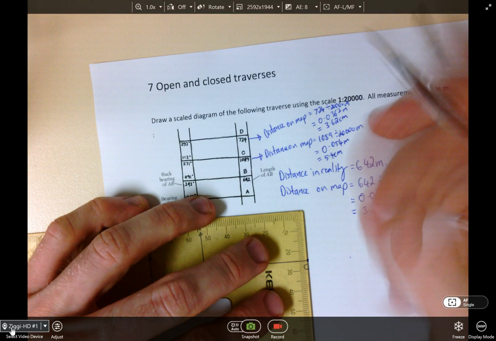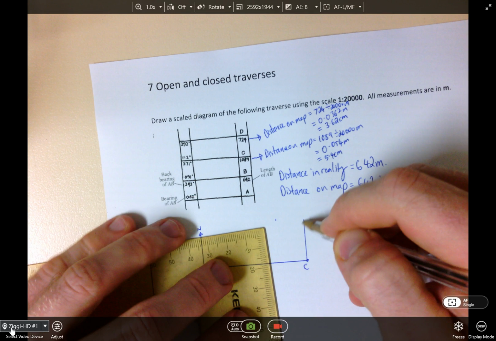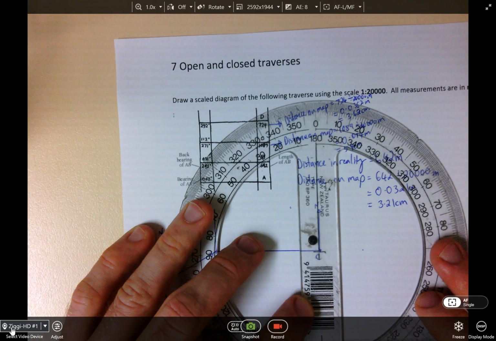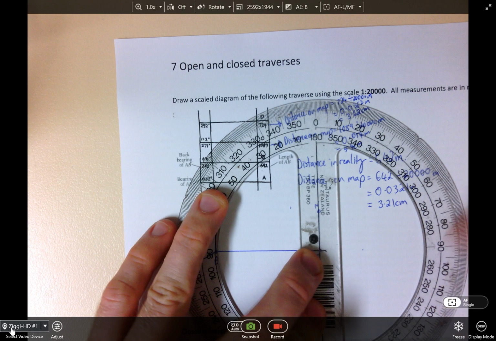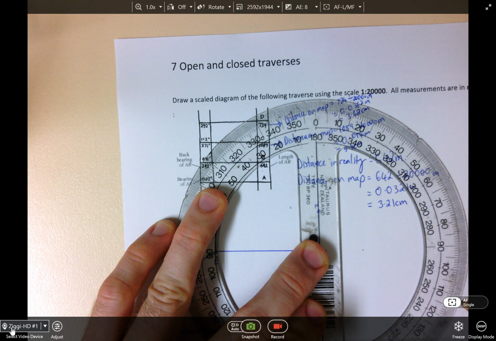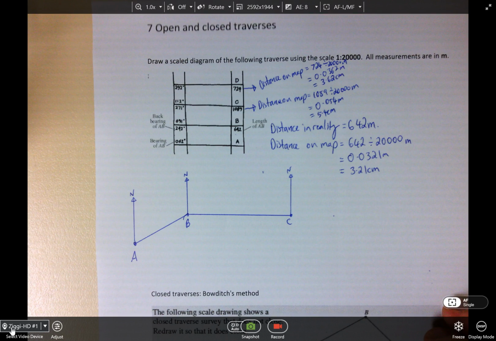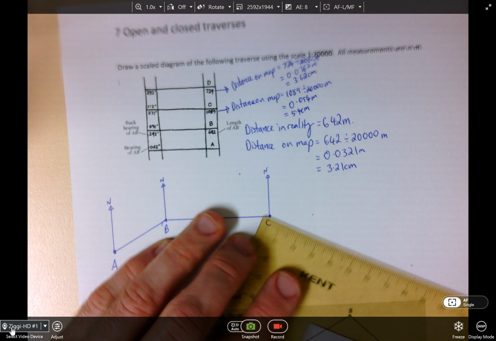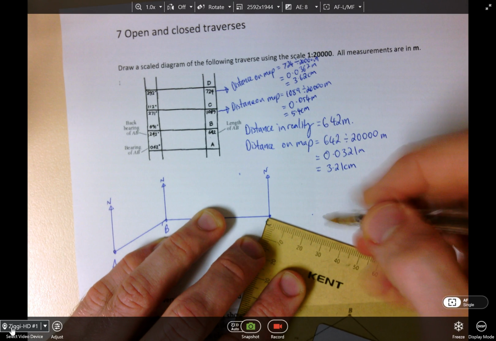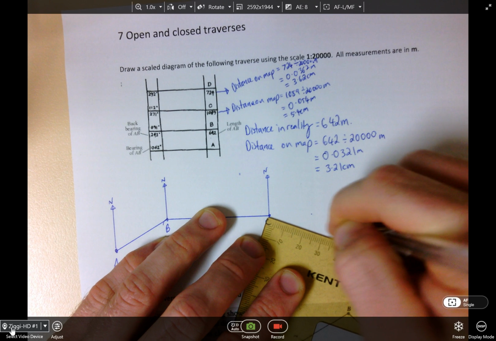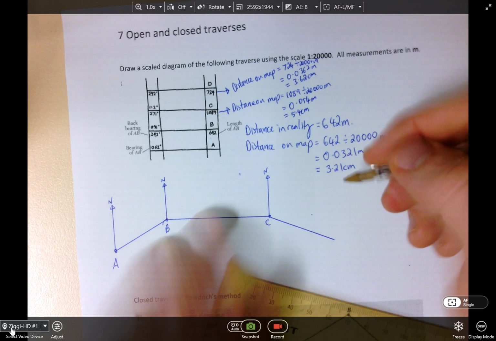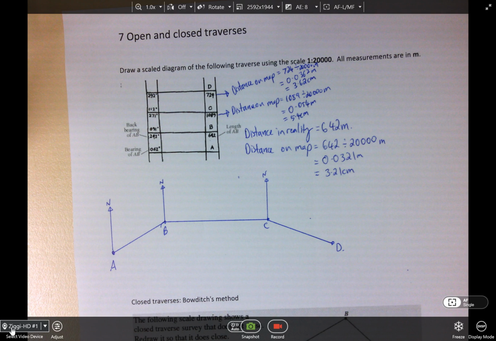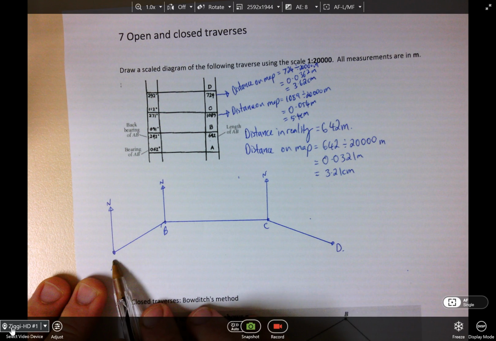Again, go mark where north is. Direction 112 degrees. That's in that direction. And I'm marking 3.62 centimeters in that direction. Okay, up to point D. Okay, this is called an open traverse because we don't get back to the starting point.